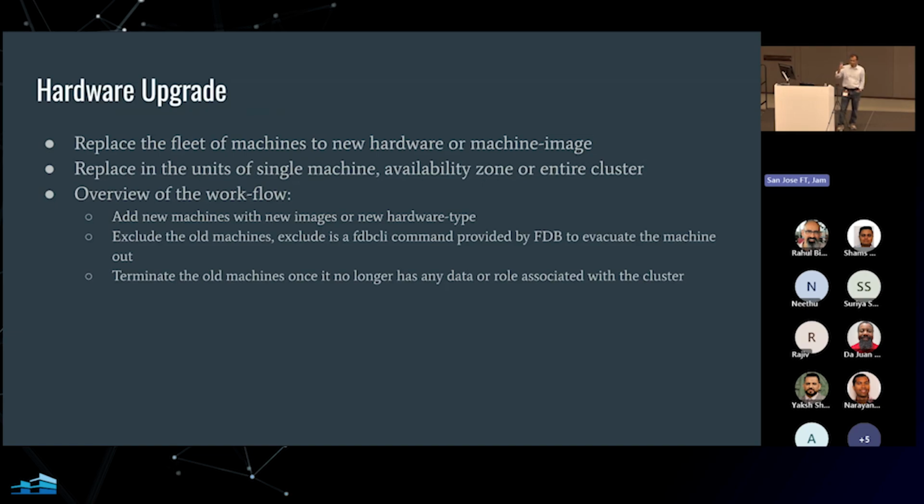In our case, we exclude things that are within one availability zone in a cloud environment. Or you can go ahead and do the entire cluster, which is the most optimal in terms of the amount of data transfer, because when you have entire new machines provisioned and you do the exclude, the amount of data transferred is much more minimal than doing either the machine-level exclude or trying to exclude by failure zone, availability zone.